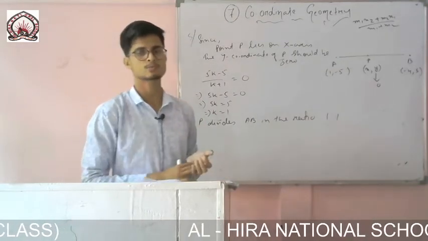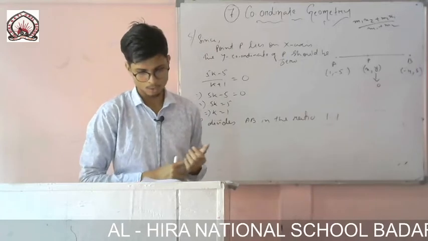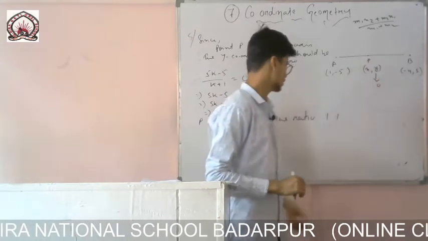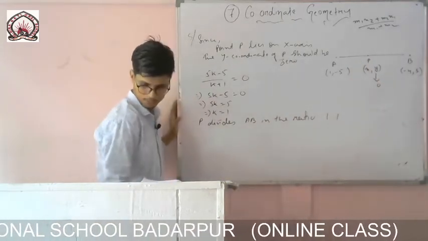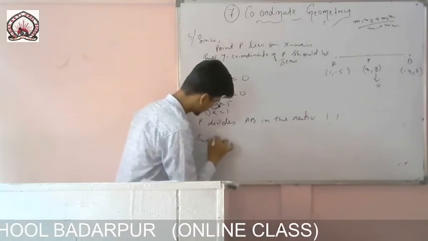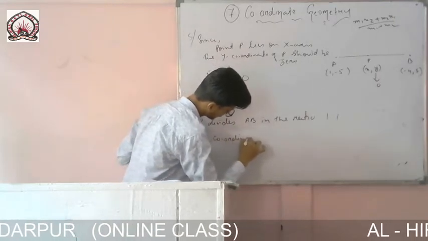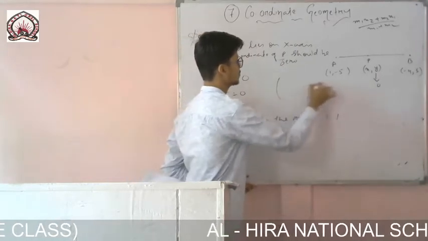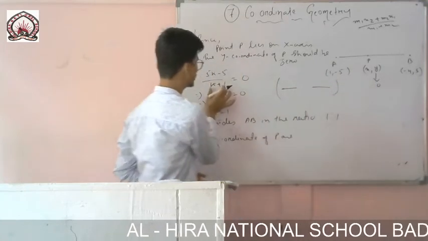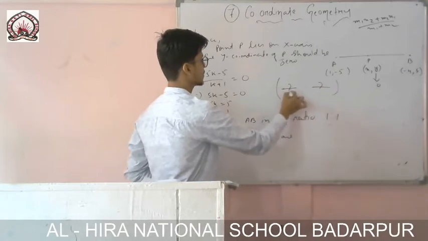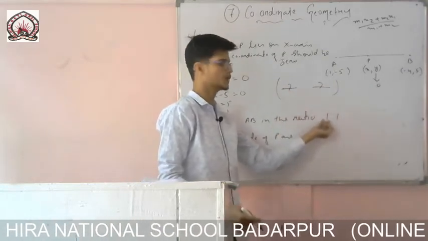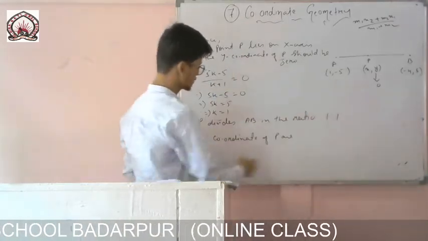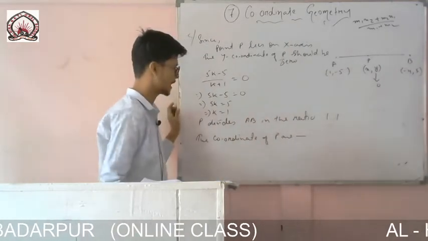It will be x1 plus x2 divided by 2. The question is to find the coordinate of the point of intersection, that means the coordinate of this point. Earlier we have got the value of the coordinate, 1 was the x coordinate. There you can directly put the ratio 1 is to 1 and get the direct answer.